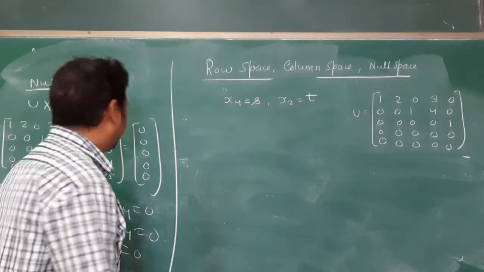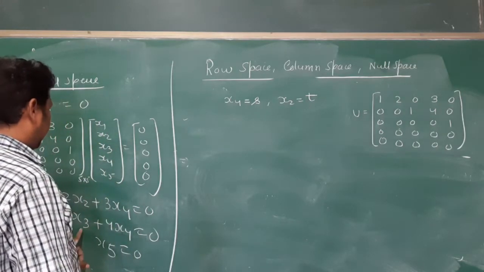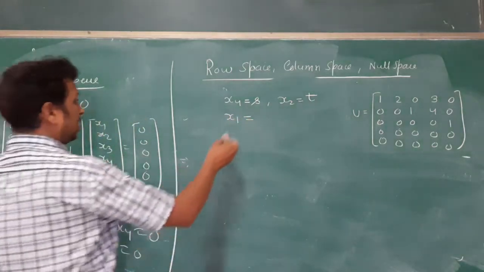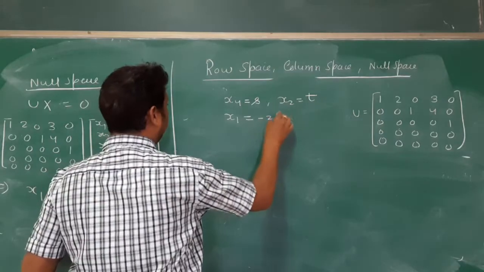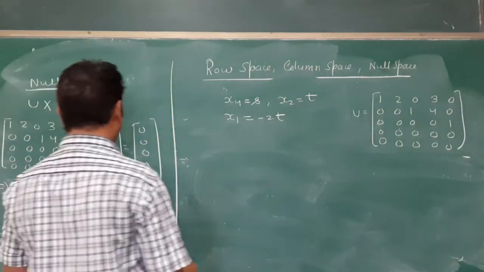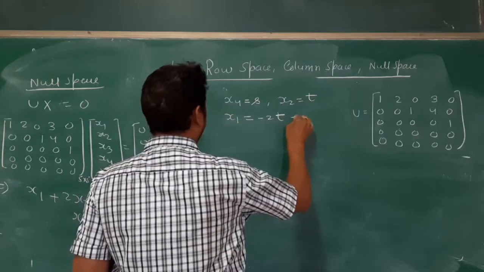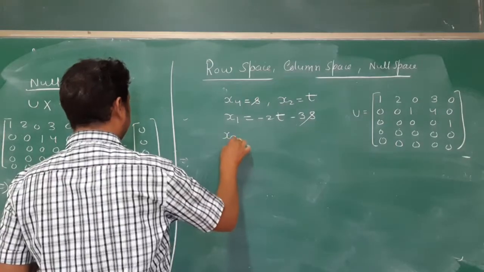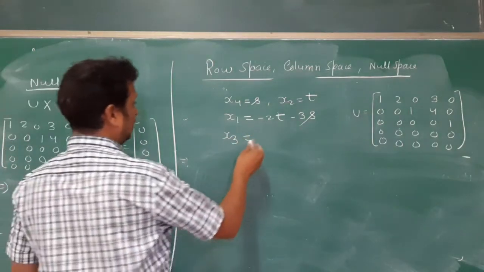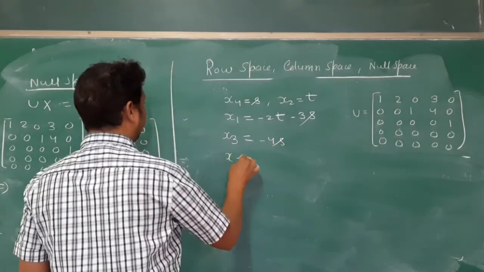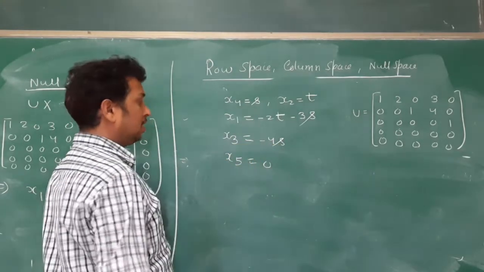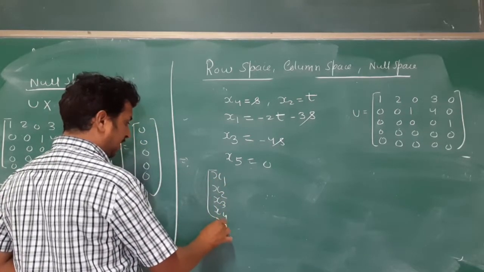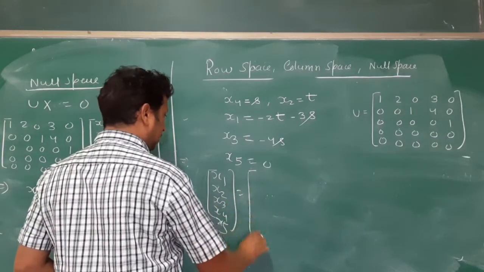So x4 is s, x2 is t. What is x3 value? So what is x1? x1 is minus 2x2, meaning minus 2t, plus 3x4, meaning minus 3s. What is x3 value? Minus 4x4, meaning minus 4s. What is x5 value? 0. So we calculated all values. So what is the solution? We have x1, x2, x3, x4, x5.